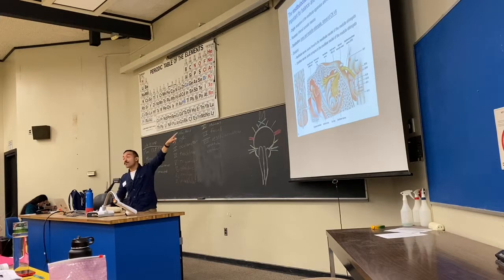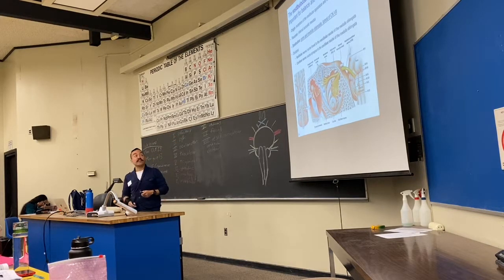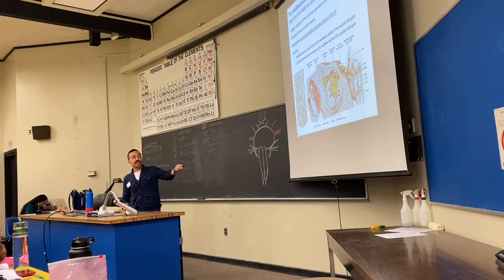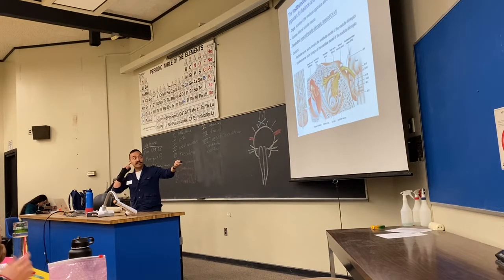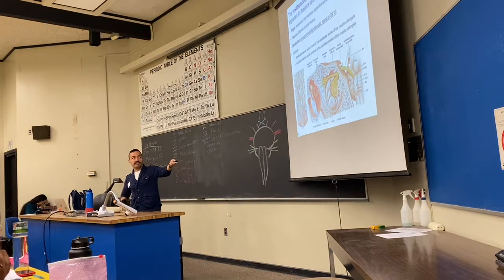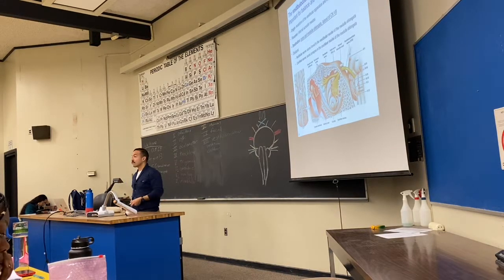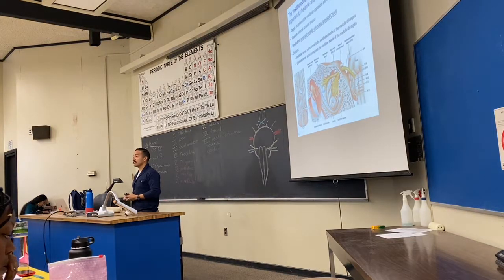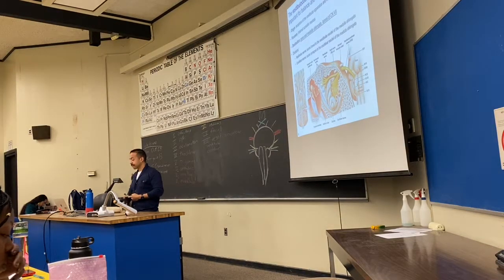It also goes through that internal acoustic meatus, just like the facial nerve. Here's the external acoustic meatus, your outer ear canal. Here's the internal acoustic meatus, this hole for the nerves to go through. We can see it at the base of the skull. This is something you will look at in lab.